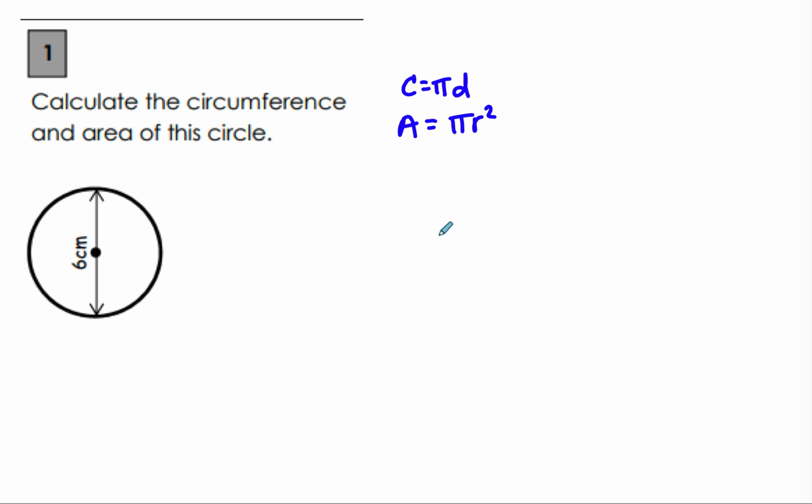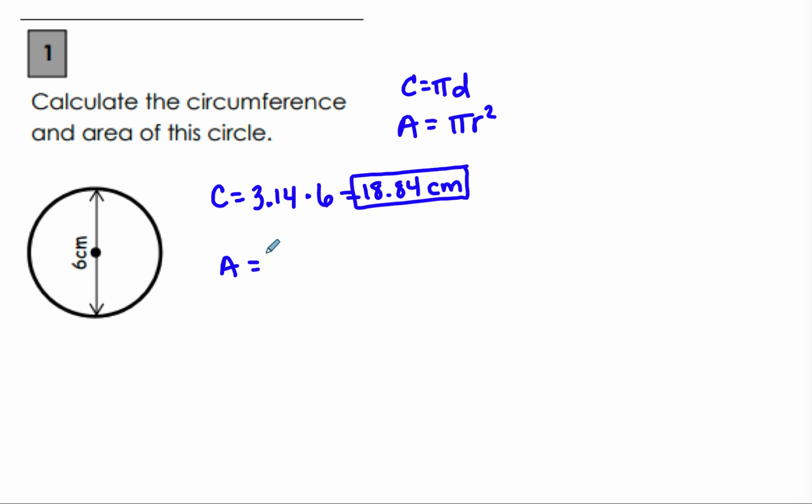All right, so we're going to calculate the circumference first. So for the circumference, we're going to do 3.14 times our diameter, which is 6. So 3.14 times 6 gives us 18.84. And that is going to be centimeters. So circumference is 18 and 84 hundredths centimeters.